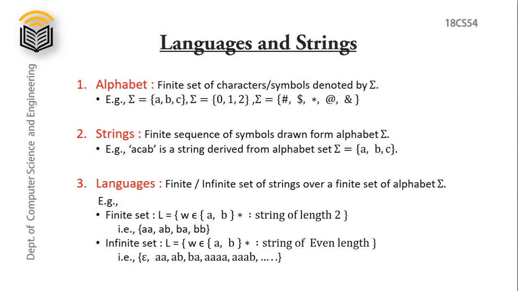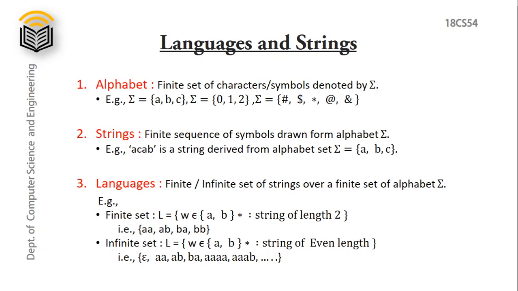Languages and strings. In this, the entire course will revolve around alphabets, strings, and languages. Alphabet. An alphabet is a finite set of symbols denoted by sigma. An example will be sigma equals a set containing letters, numbers or any symbols. Strings. A string is a finite sequence of symbols taken from the alphabet set. For example, ICOB is a valid string derived from alphabet set ABC. Languages. A language is a finite or infinite set of strings over a finite set of alphabet sigma.